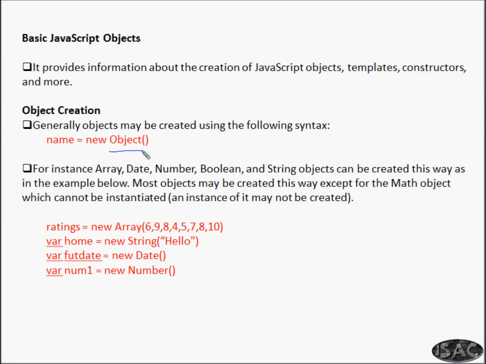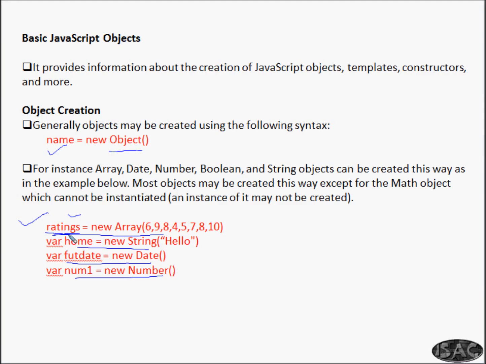Let us say you have location, or history, or some other object. You need to take a variable and say new object. Okay, the object is created. You can notice here ratings new Array, home new String, right? Date d new Date, num1 equal to new Number. So we are creating a variable for this object. This array refers to this data: 6, 9, 8, 4, 5, 7, 8, 10. Okay. So for instance, you can understand this array, date, and number, right?